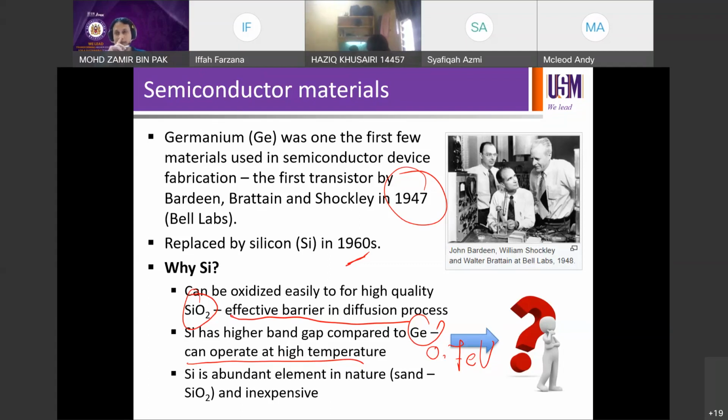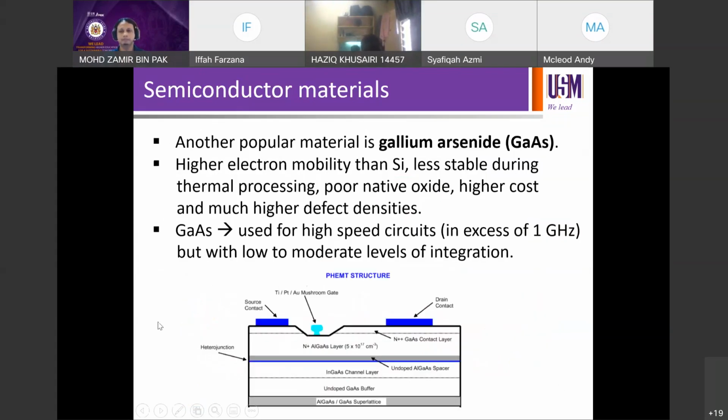But if you compare silicon to some other materials, perhaps wide bandgap semiconductor materials with 2.0 eV or higher, of course those materials can stand higher temperature. Silicon is an abundant element in nature in terms of sand or SiO2, and therefore inexpensive for us to use, right? The economic aspect of the semiconductor material for manufacturing.